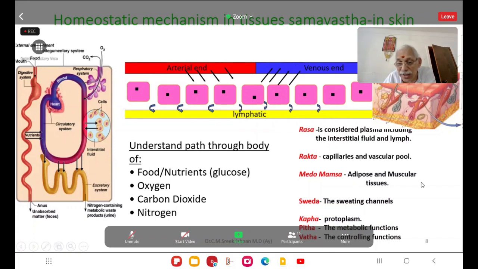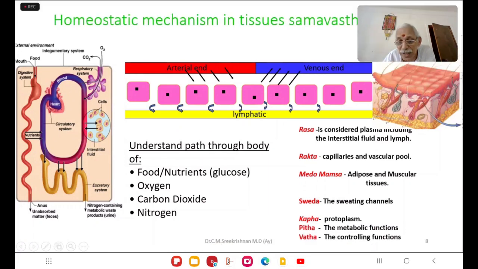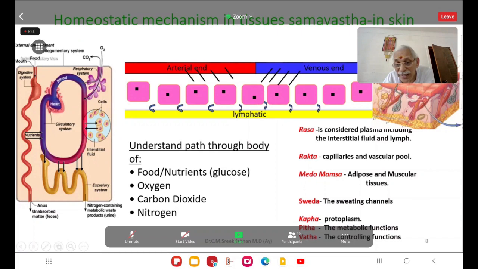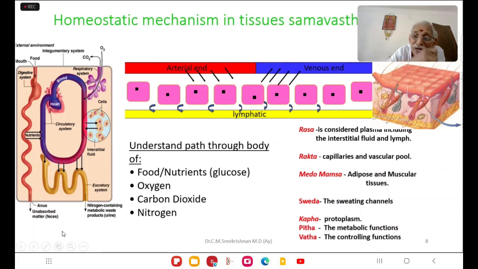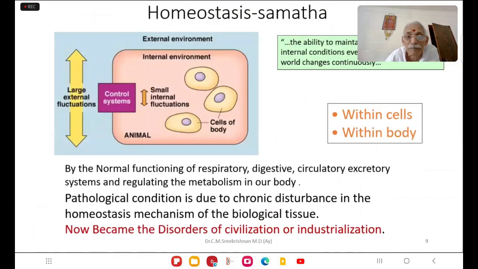And Sweda is the sweating channel. Here, Kapha is the protoplasm, Pitta is the metabolic function, Vata is the controlling function. This should be maintained properly. That is called Samavastha of Vata, Pitta, Kapha Moolam. And it is also called the homeostasis mechanism. So, what is the homeostasis mechanism?